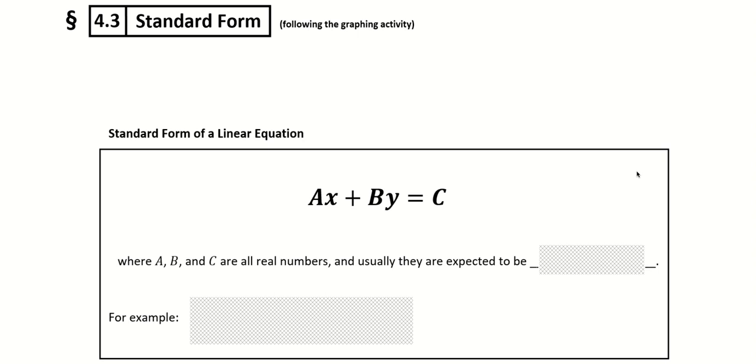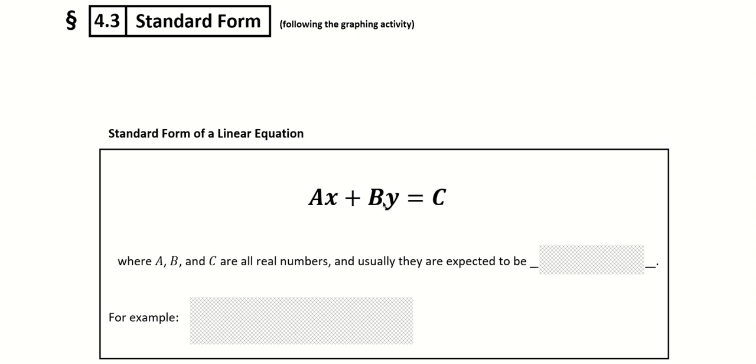Alright, so section 4.3 is called standard form. We had just got done talking about slope-intercept form. It's basically the way an equation can look when you move around the furniture a little bit. This is just another way a linear equation can look. And so it just goes like this: ax plus by equals c.